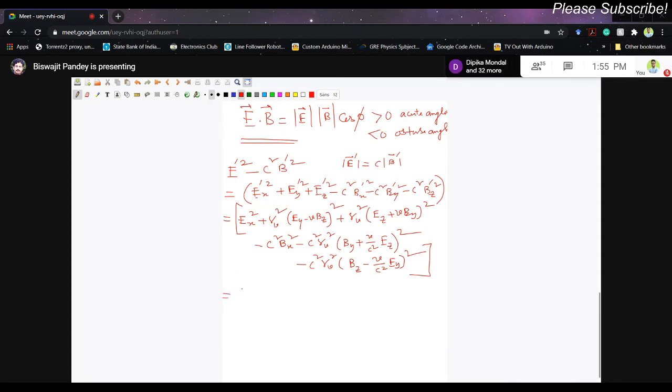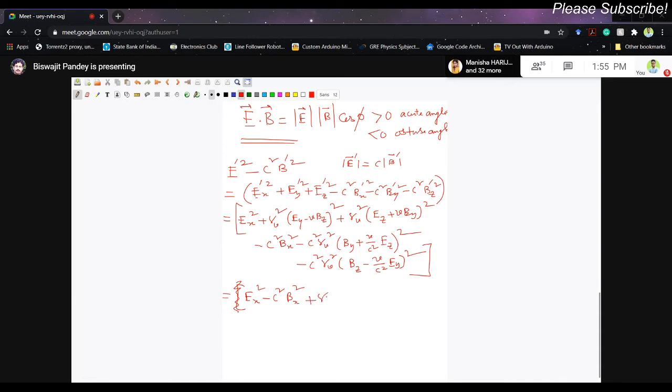So let us do that. It will take just 1 minute. Ex square plus, okay, let me write down this quantity X component first. So this will be, maybe I can write down Ex square minus C square Bx square separately.